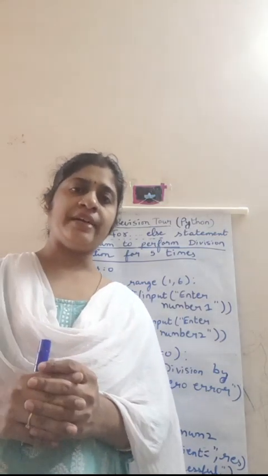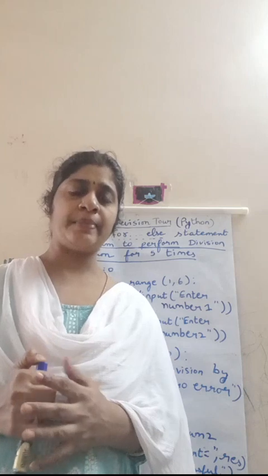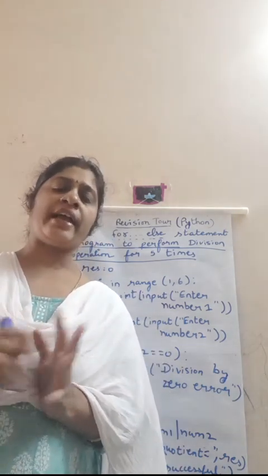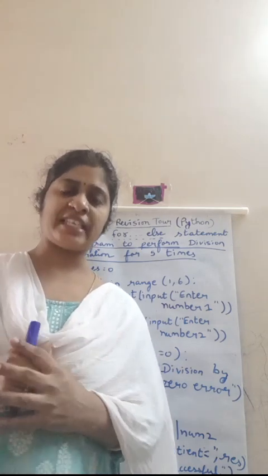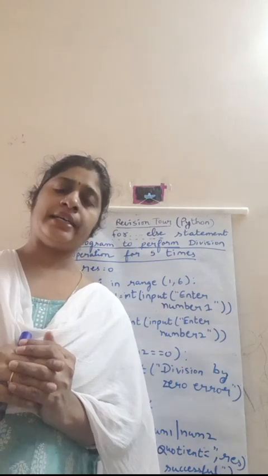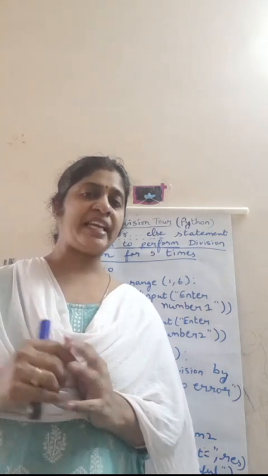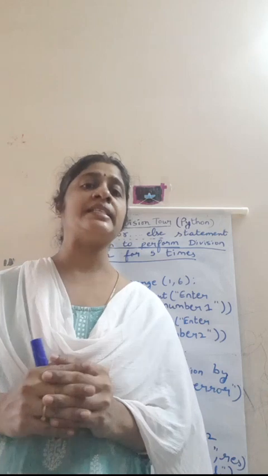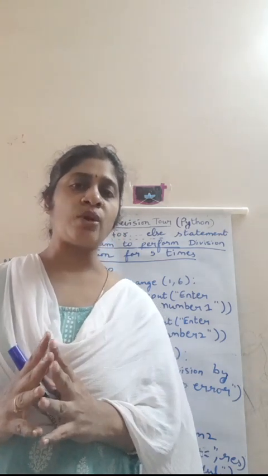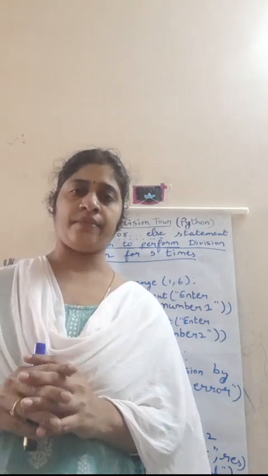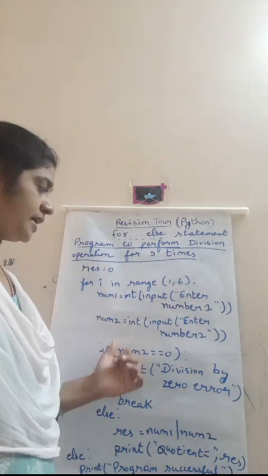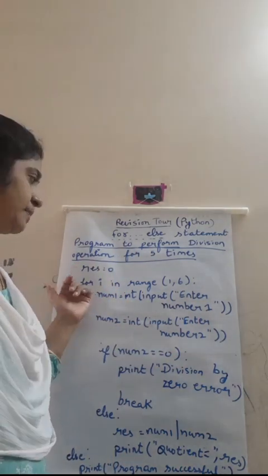See, this program we have seen earlier when I was explaining the break statement in the for loop, where I have performed the division operation 5 times. I have run the loop for 5 times and I have taken 2 numbers from the user. If the second number is 0, then I am displaying the message division by 0 is not possible and it is an error. That program which we have seen earlier is here. Once again, let me explain.